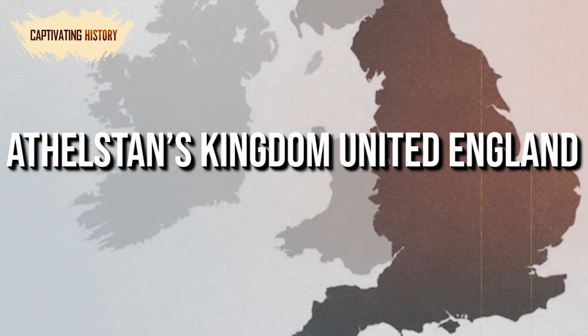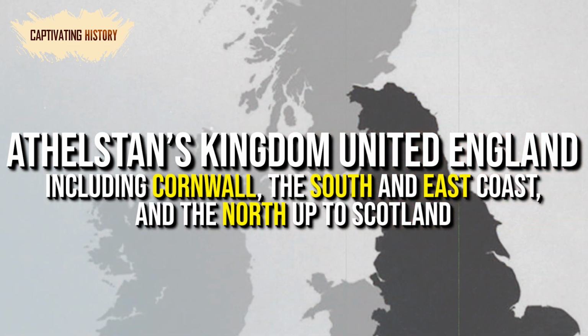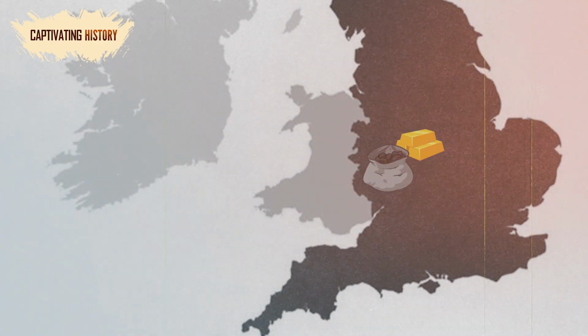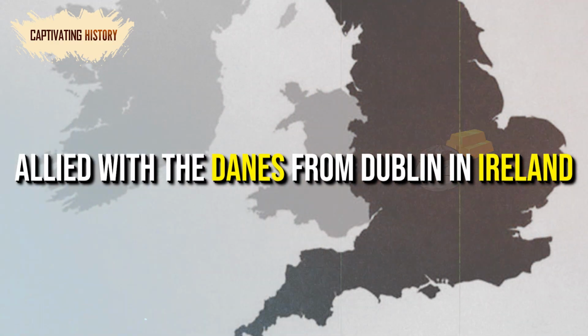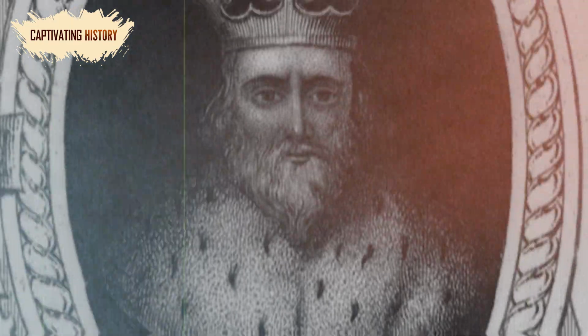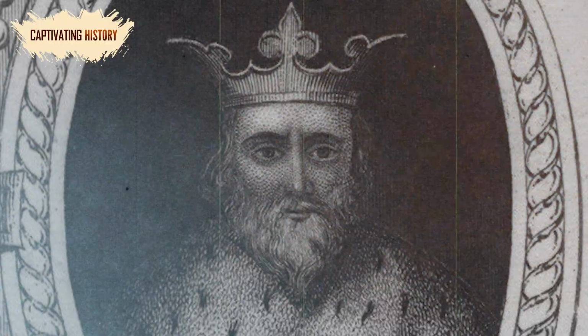Aethelstan's kingdom united England, including Cornwall, the south and east coast, and the north up to Scotland. He received tribute from the Welsh, defined the Welsh border, and allied with the Danes from Dublin in Ireland. Aethelstan was dedicated to his role as king and never married or had children. Upon his death in 939, the throne went to his half-brother, Edmund I.